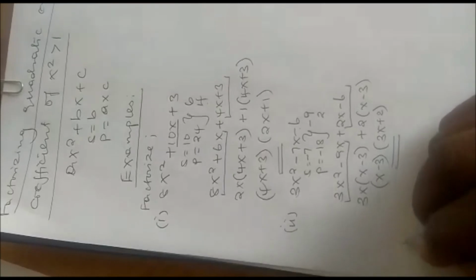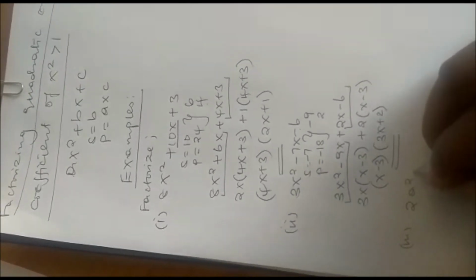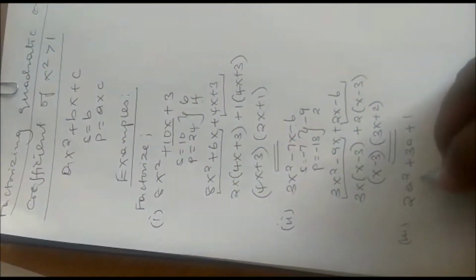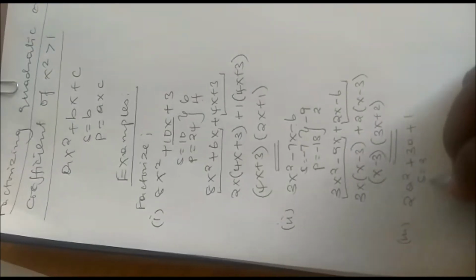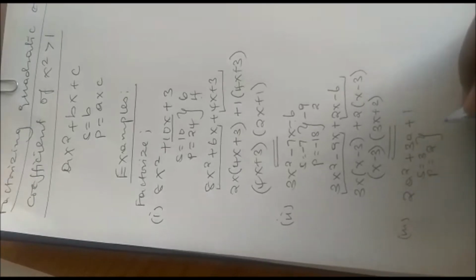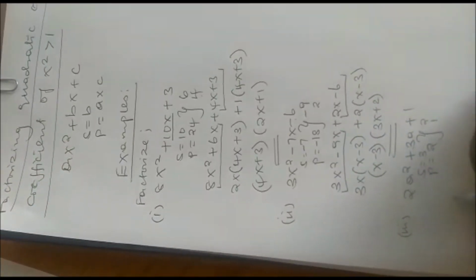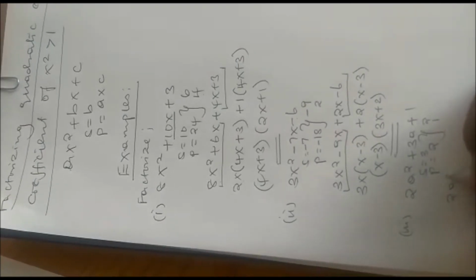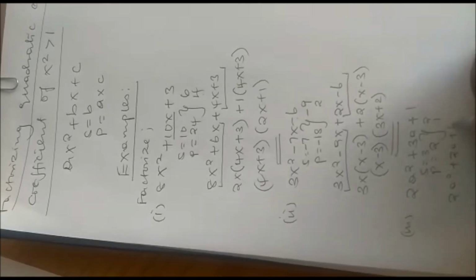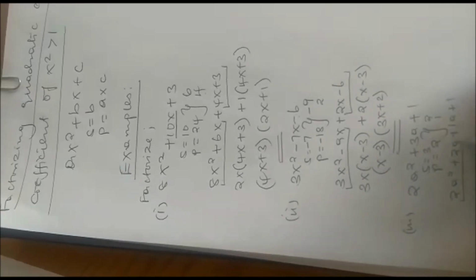Lastly, I want us to look at 2a squared plus 3a plus 1. Here the sum is 3, the product is 2. So in this case, the factors will be 2 and 1. So we shall have 2a squared plus 2a plus 1a plus 1. We pair them up.